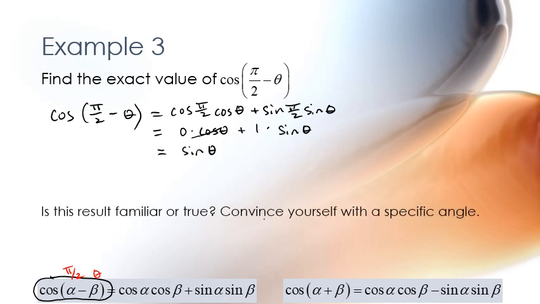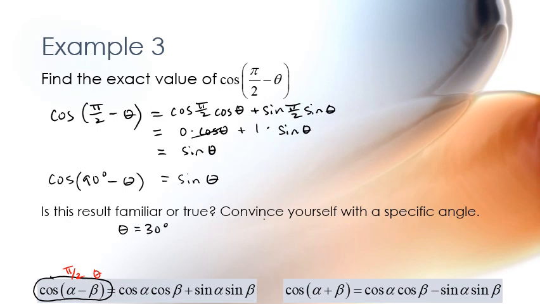Is this result familiar or true? Convince yourself with a specific angle. Well, I think maybe to convince ourselves, instead of using pi over 2, how about if we said 90 degrees? Okay, can we do that? I mean, they're equivalent. One's in radians and one is in degrees. So let's convince ourselves. Give me a theta. How about if theta was 30 degrees?